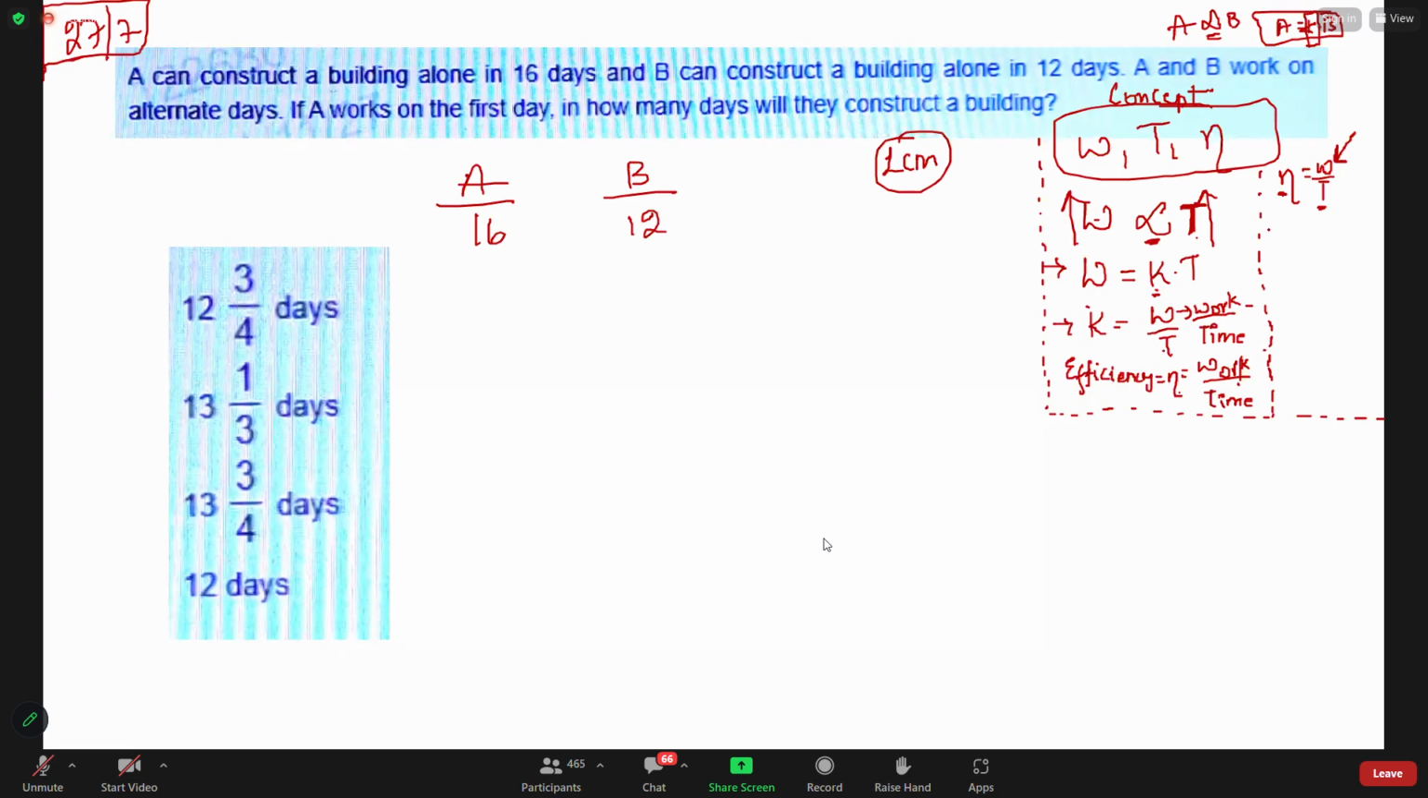So in this case, I'll say work is constant. If work is constant, I can then say eta is equal to 1 by t, or eta is inversely proportional to time. Sorry, not n, let us call it eta. When I say efficiency is inversely proportional to time, what does that mean? You have more efficiency, you take less time. You have less efficiency, you take more time to complete the work.